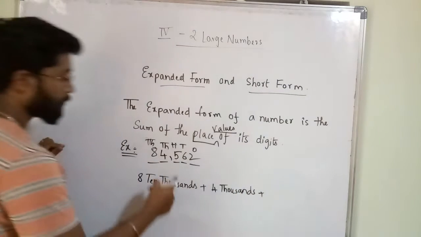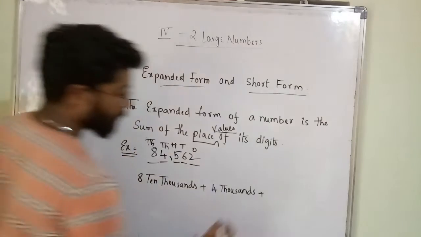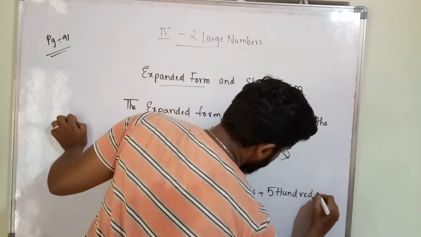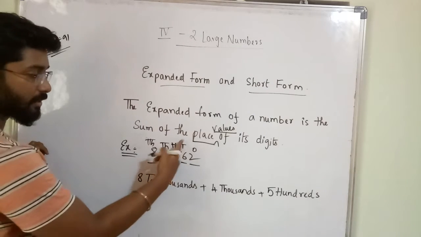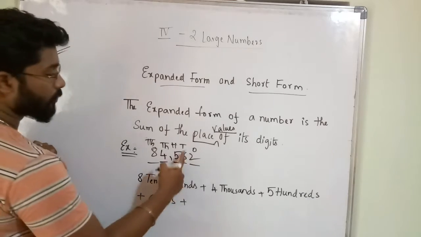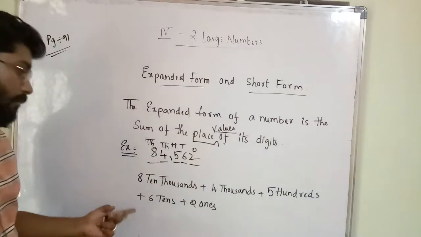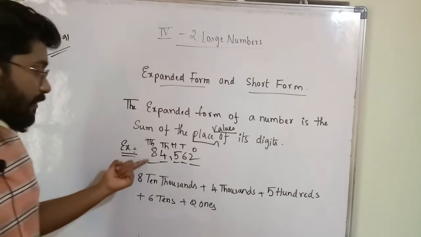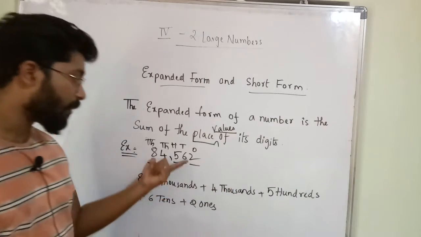Okay, next 5 place value is what? Place value of 5 is what? 5 hundreds. 5 is in hundreds place, no? 5 hundreds. Next 6 place value is what? 6 tens. Plus 2 is in which place? Ones. 2 ones. So this is the expanded form of this number. If we are adding the place values of every digit in the given number, then that will become the expanded form of the given number.